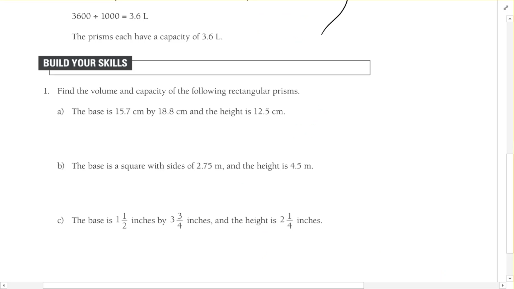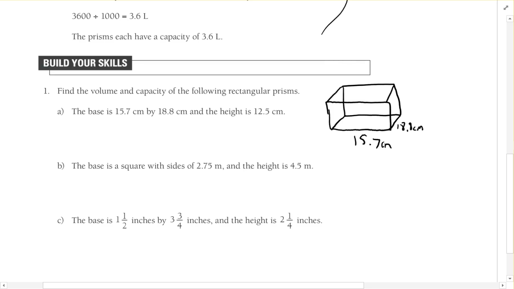If you were going to sketch this out or draw it, I'll show you a quick way to make a drawing of it. Make a rectangle, then make another rectangle offset from that one, and then connect all the corners. You can see that I've turned that into a three-dimensional shape. And then this one's saying the base of this thing is going to be 15.7 centimeters. It's going to be 18.8 centimeters. And then it's going to be up 12.5 centimeters. So those are all my dimensions.